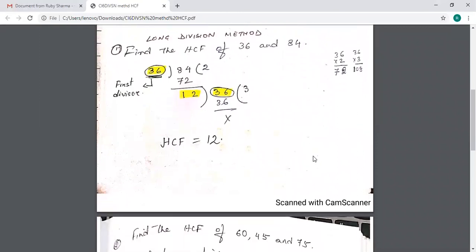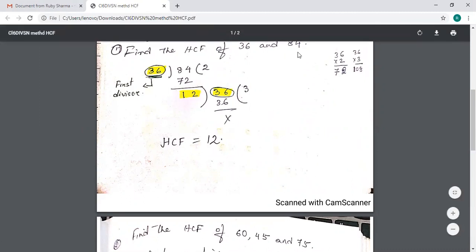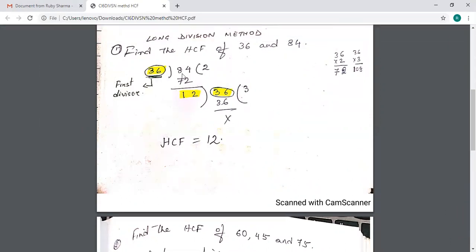Long division method, find the HCF of 36 and 84. So when there are two numbers, we are going to divide 84 and 36. These two numbers we will divide, and which one will we divide? 84 by 36. Isn't it? The greater number becomes the dividend, 84 will become the dividend, and 36 will become the divisor. And this 36 is called the first divisor, which we are going to divide now.